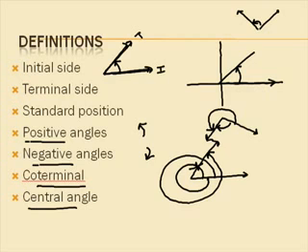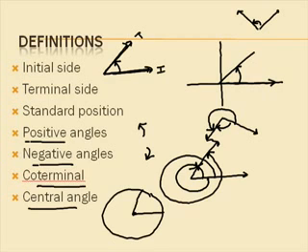Central angle, that's a term from geometry. That's an angle that we sit in a circle with the vertex right at the center of the circle. So this angle here is a central angle. All right, so those are some basic definitions. There's a few more, though, that are going to need their own page.